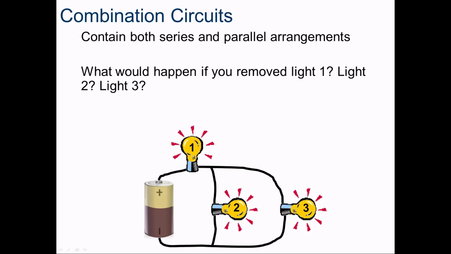Combination circuit, contains both series and parallel. What would happen if you removed light 1? So think about it, you removed light 1, what would happen? What about 2 and what about 3?